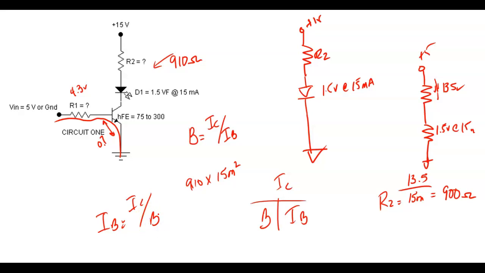So I've got beta. So this is another thing we got to know about saturated switches. I've got a beta that could be anywhere between 75 and 300. I want to make sure this thing saturates, so we're going to use minimum beta. So then IB, and this is saturated, is going to equal 15 milliamps divided by 75. Everybody understand where we got that at?